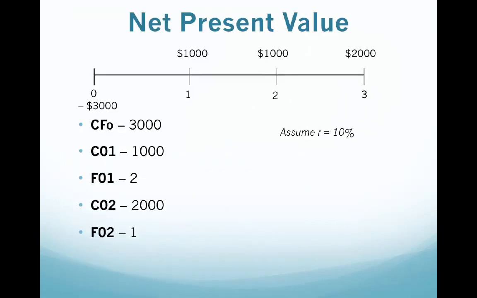Suppose you invest 3,000, which will generate the following end of year cash flows. CF0 is negative 3,000. C01 is 1,000. F01 is 2 because you get 1,000 after both year 1 and year 2, and then your C02 is 2,000 and F02 is 1. Assume that the interest rate is 10%.